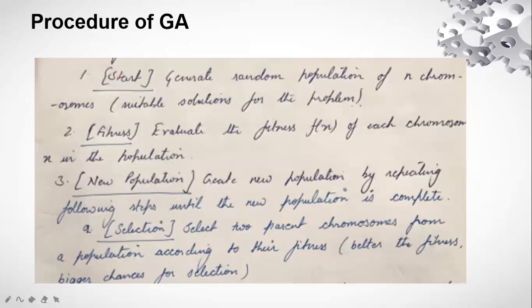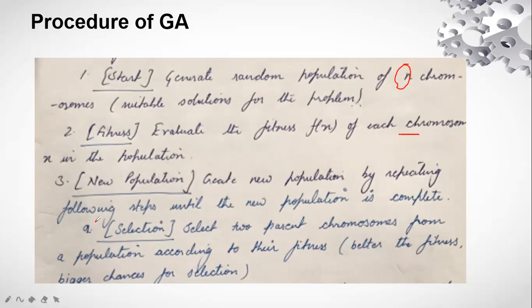Firstly, we are going to generate a random population of n chromosomes. This n can be any number, and n is defined as the population size, n chromosomes. Next, we are going to define a fitness function. According to this fitness function, we are going to evaluate each chromosome, and we are going to decide whether the chromosome is fit or not. Next, we are going to create a new population by repeating certain steps.